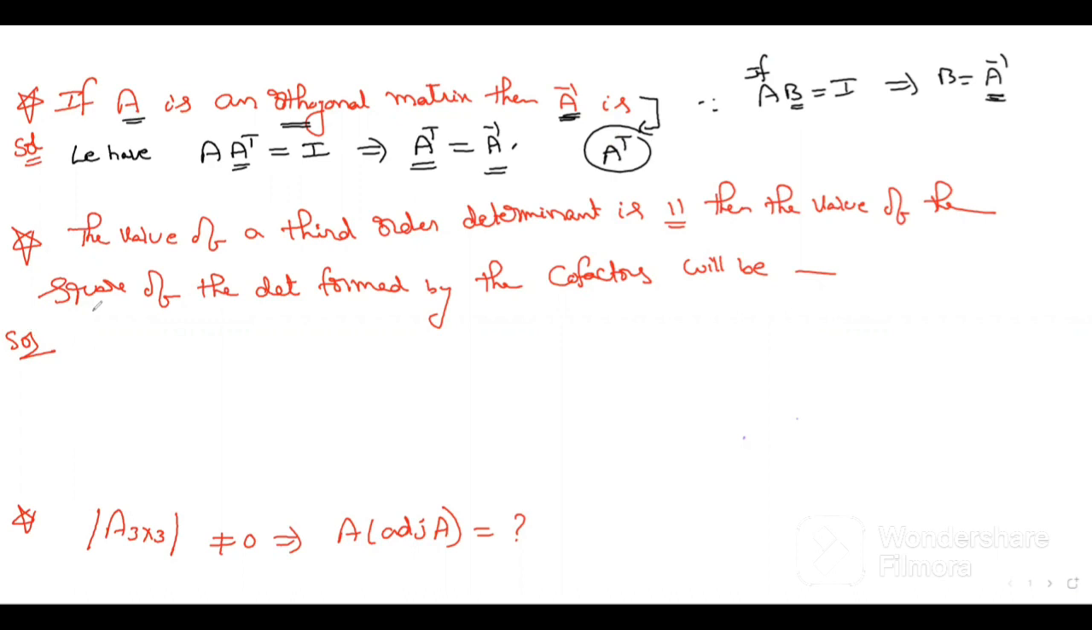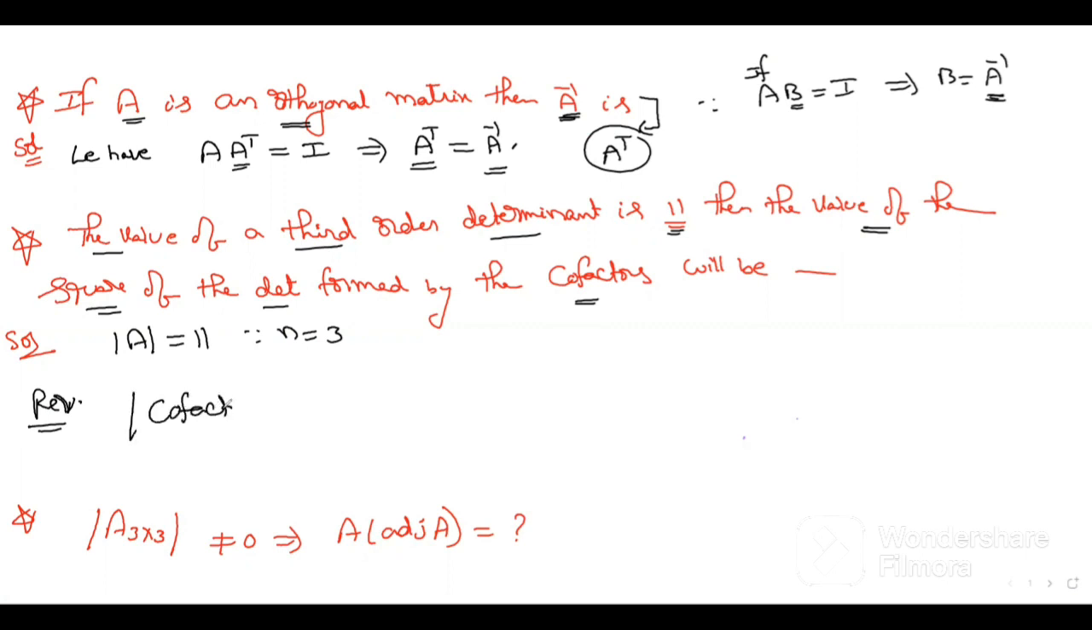Okay, now explain next statement. In the statement, the value of third order determinant is 11. So determinant of A is equal to 11 given. Here n is equal to how much value? 3. The value of the square of the determinant formed by the cofactors. So what is required here? Required is determinant of cofactor matrix whole square. Okay, we have determinant of cofactor matrix is equal to determinant of cofactor matrix whole transpose.